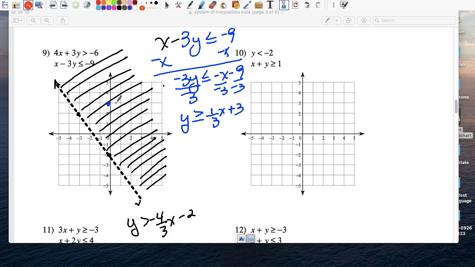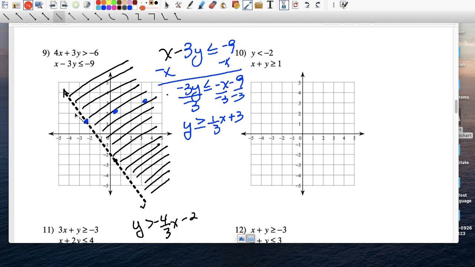It's a positive slope, so we need one more point. So up and down we go 1, left and right goes 3. So up 1, right 3, or down 1 and left 3. Doesn't matter which way you go. Now the second one is a solid line. Okay, a solid line.